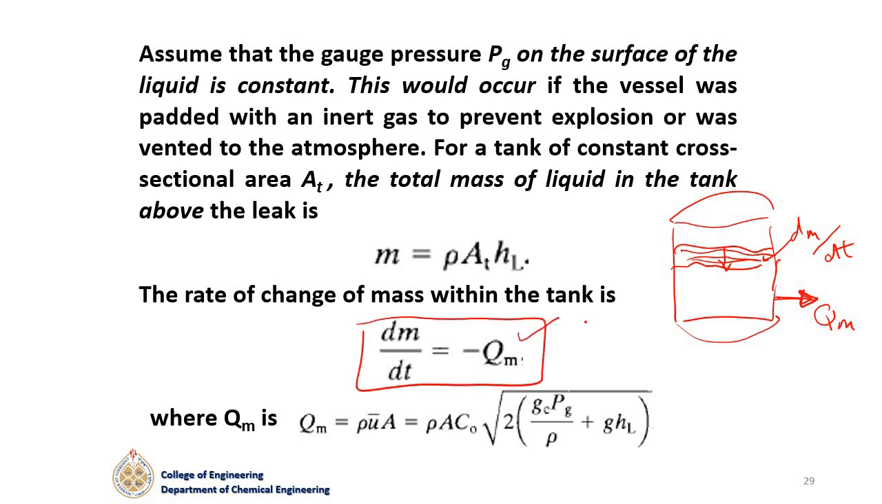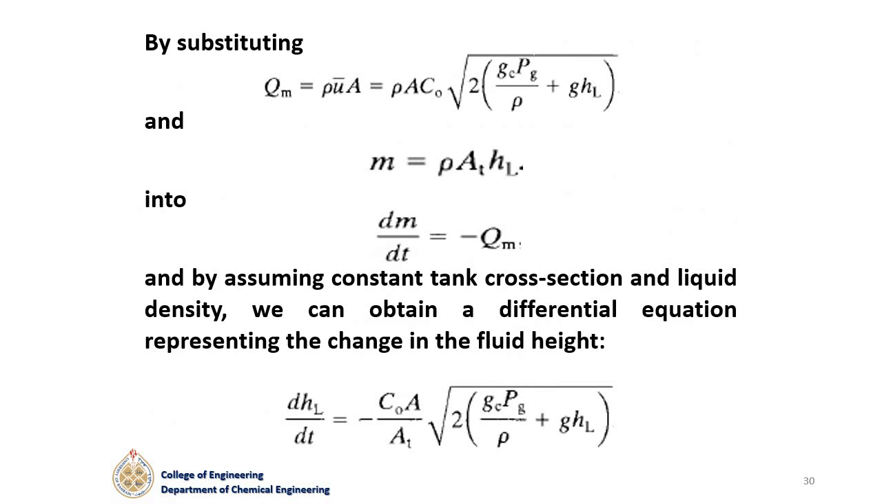And I already have Qm. And my m is what? It is density times volume, which is area times height. Here I have the height term. So I will get the dHL by dt. So I'm going to substitute m here, and I already have the equation of Qm here, and I'm going to get the height term. And going through this equation, after the substitution, you're going to get dHL by dt.